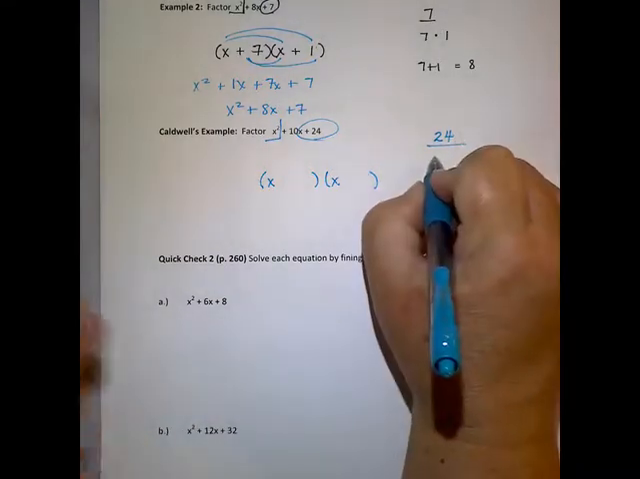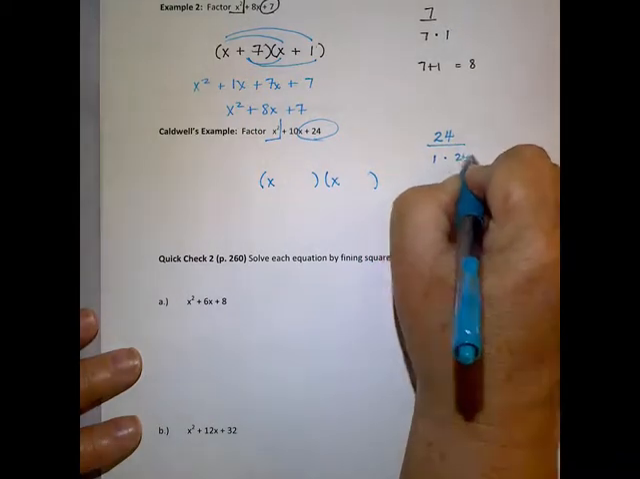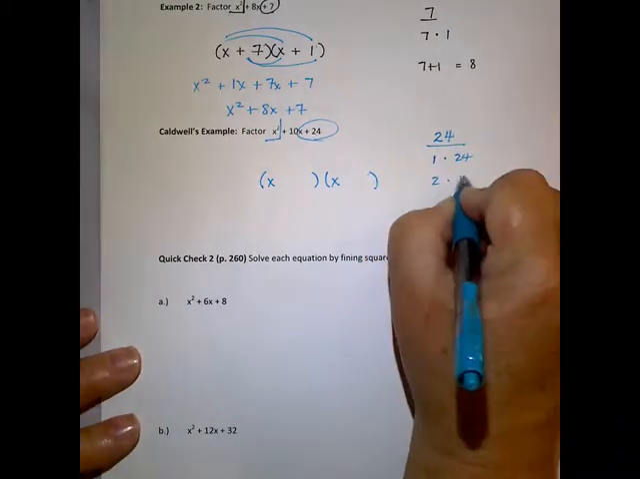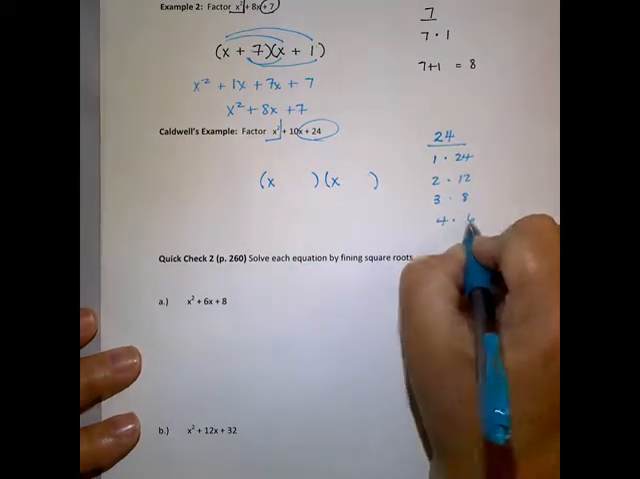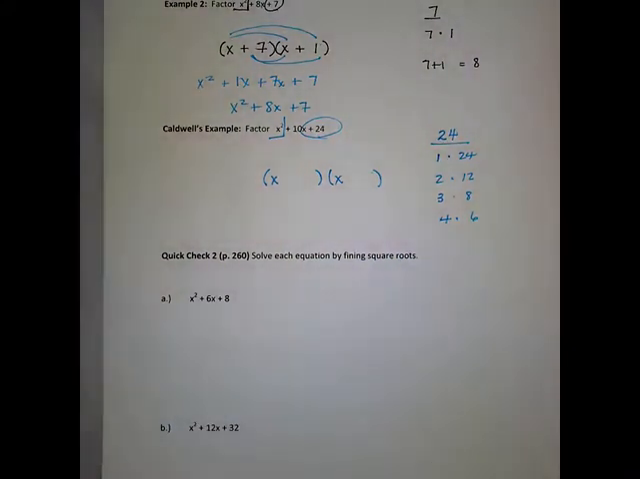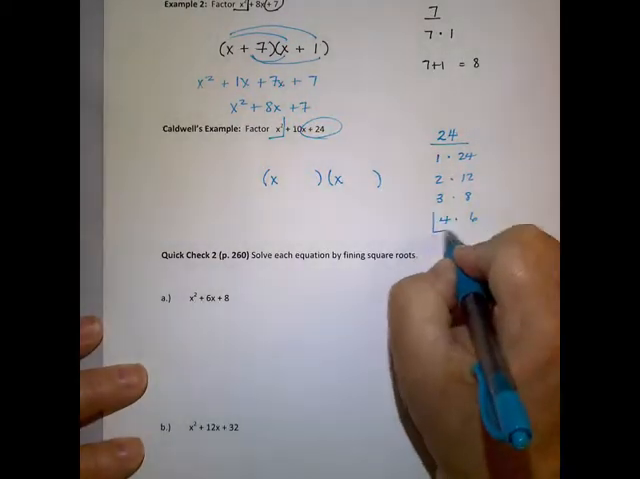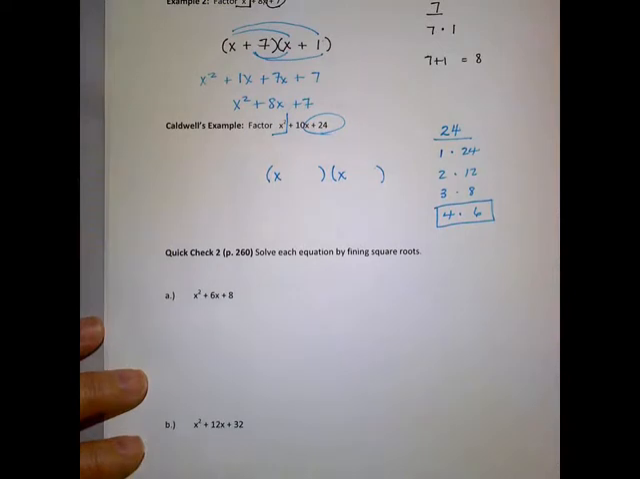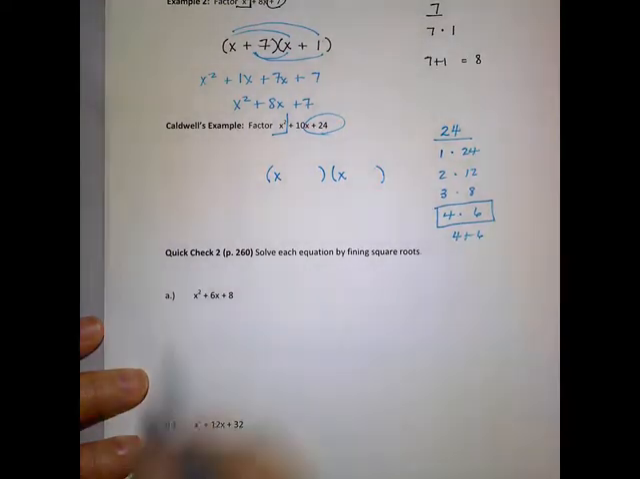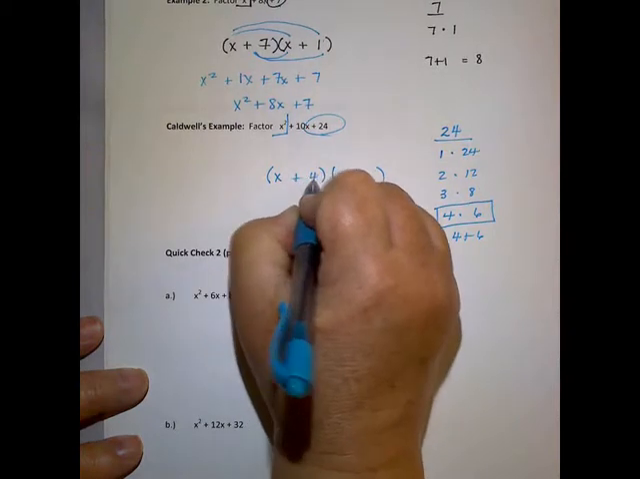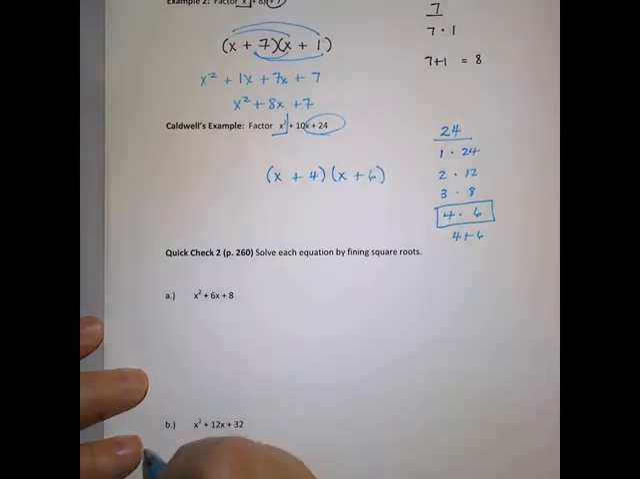So I'm going to put them all down. 1 times 24, 2 times 12, 3 times 8, 4 times 6. All of those are pairs of factors that go into 24. But which one added together is 10? And hopefully you came down here and found, ding, ding, 4 times 6, because 4 plus 6 is also 10. So we'll come up here and put plus 4 plus 6.